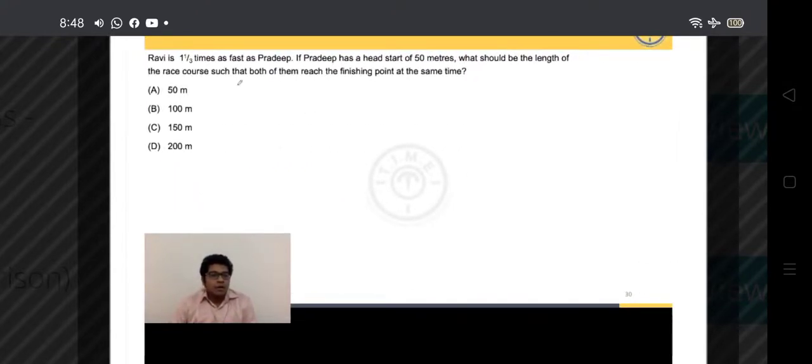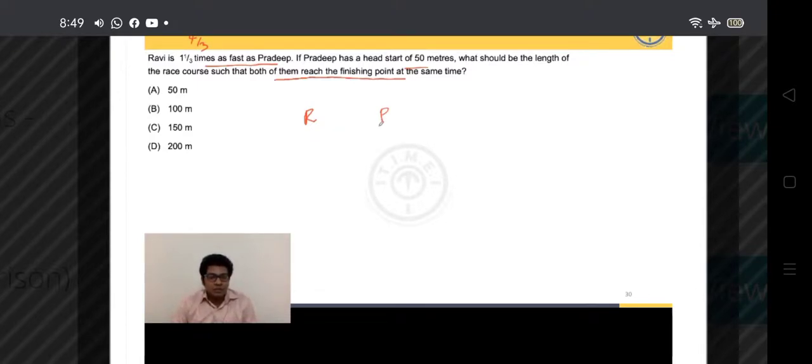Okay. Ravi is 1/3 times as fast as Pradeep. If Pradeep has a head start of 50 meters, what should be the length of the race course such that both of them reach the finishing point at the same time? Okay, so I have Ravi, I have Pradeep. Ravi is 1/3 times, 1/3 is nothing but 4/3 times as fast. So what is the meaning of 4/3 times as fast as Pradeep?